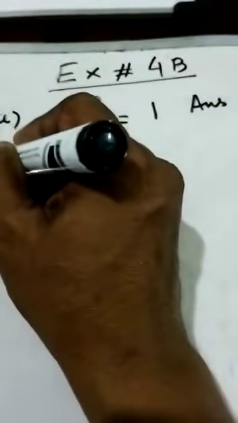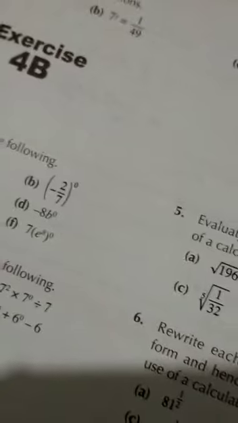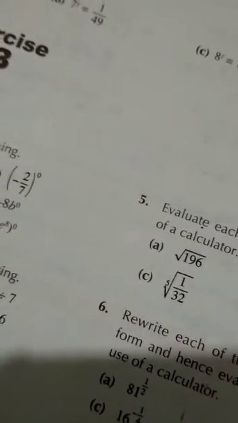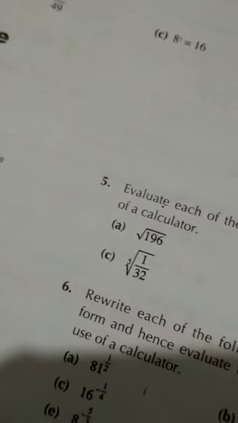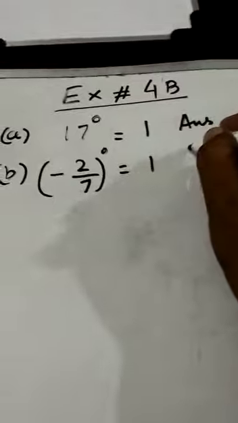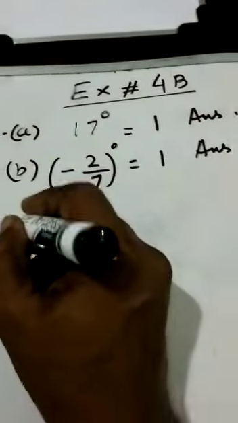Now B part. B part is minus 2 over 7 to the power 0. Again it will be equal to 1. Okay, so 1 will be your answer.